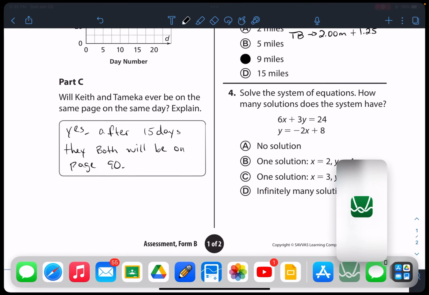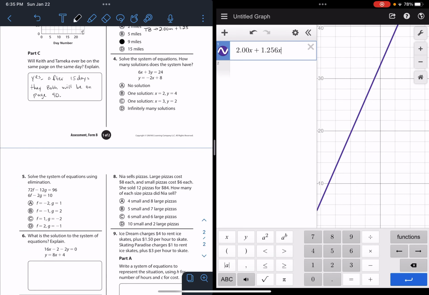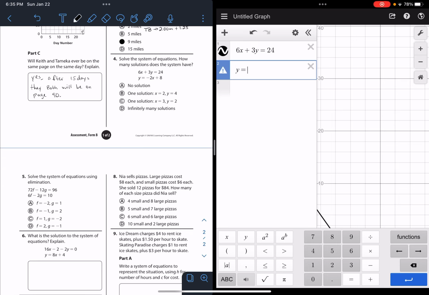I mean, this is what you can do. I'm cool with this. So you've got 6x plus 3y equals 24. And then you have y equals negative 2x plus 8. So those are the two equations. The two equations that I just typed in came directly from right here. I just typed both of these in identical to how I see them here into the Desmos graphing calculator. Now all I have to do is move the graph around and see where they cross, or see if they don't cross, or see if it's the same line.